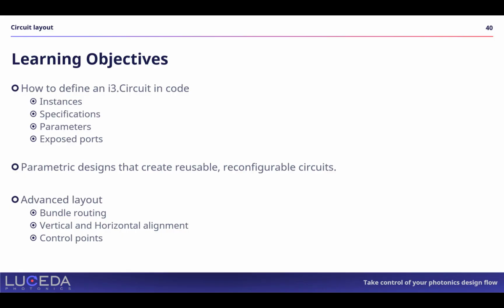In this tutorial, we have learned how to define an i3.circuit in code. This includes instances, specifications, parameters, and exposed ports. We then extended this by making a parametric design that created a reusable and reconfigurable circuit. We finished by looking at some advanced layout concepts, including bundle routing, vertical and horizontal alignment, and the implementation of control points.